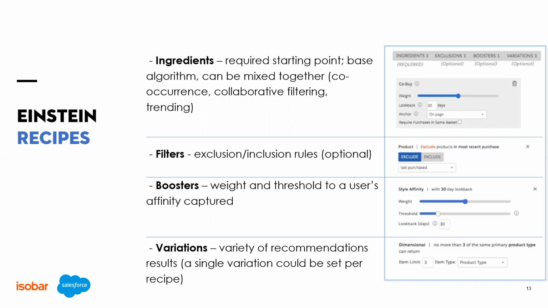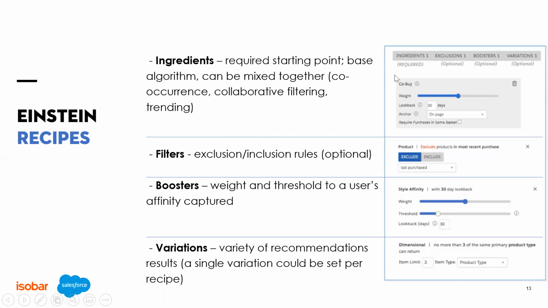There are three main fields into which an Einstein recipe ingredient is divided. First, co-occurrence, let's say co-buy, co-browse. Second, collaborative filtering, for which the previous interactions and behavior of a customer are considered, and then similar products or content will be recommended. Third, trending, where those products or content that are marked as trending are considered. So these three fields are available for ingredient.